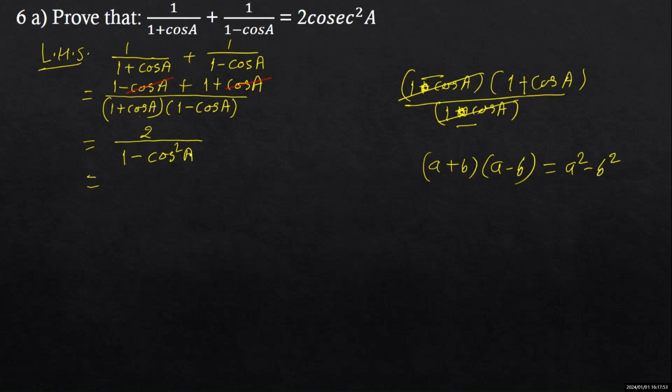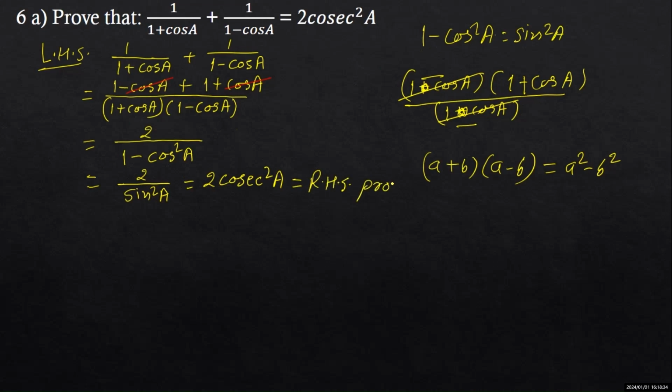Again, you know this formula: 1 minus cos square A equals sin square A. So in place of 1 minus cos square A, we'll write sin square A. 2 upon sin square A. 1 upon sin square A equals cosec square A, so 2 upon sin square A equals 2 cosec square A. And it is our required RHS. Means it is proved.